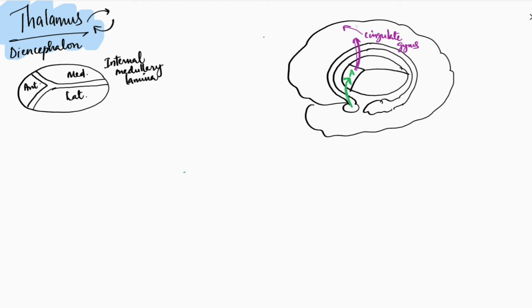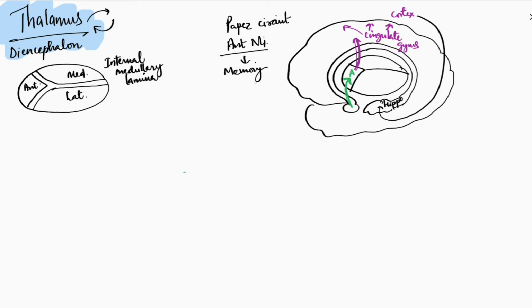From here, further projections are sent to the cortex. The cortex now sends projections back to the hippocampus, completing the Papez circuit. The anterior nucleus is hence involved in memory processing. Any lesion to the anterior nucleus leads to a condition called acute amnesia or memory loss.